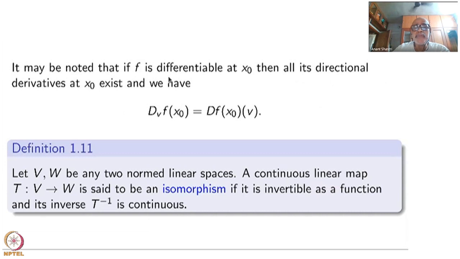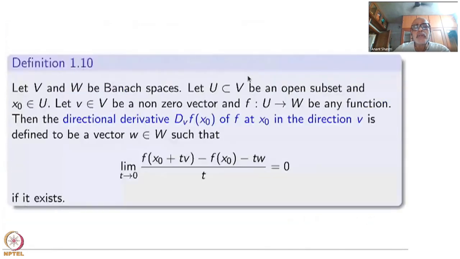So it may be noted that if f is differentiable at x naught, then all its directional derivatives will also exist, is what I wanted to say. So let us see what is the meaning of directional derivative. Again, this is the same thing as in multivariate calculus. Starting with two Banach spaces V and W, open subset U of the domain, x naught belonging to U. Now you take any vector, preferably a non-zero vector. Even vector 0 is also valid.